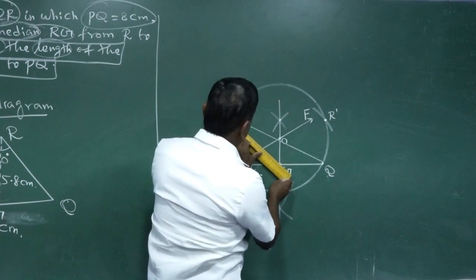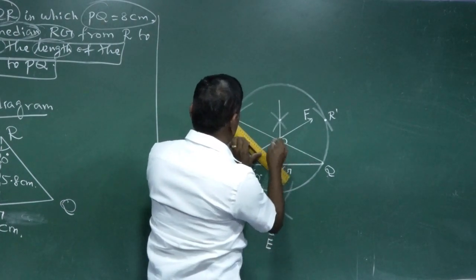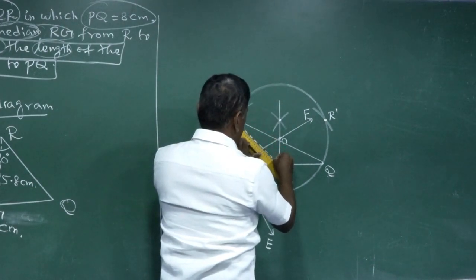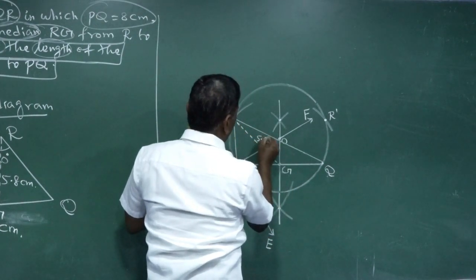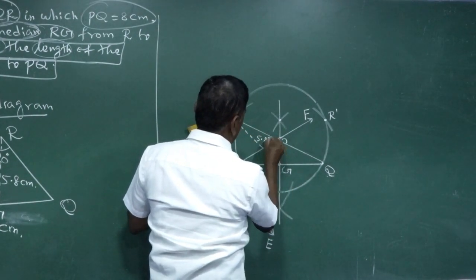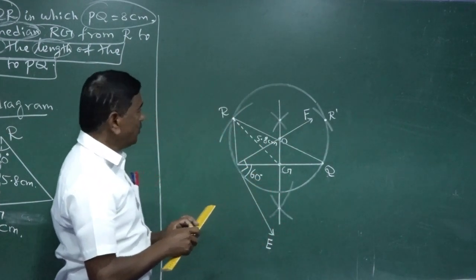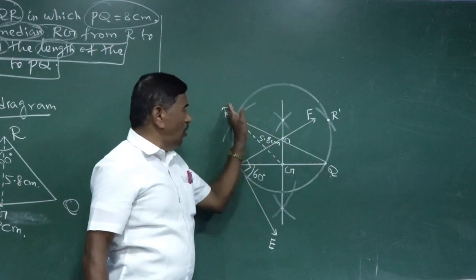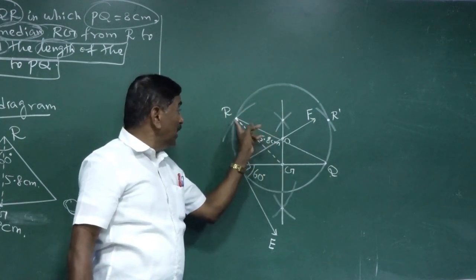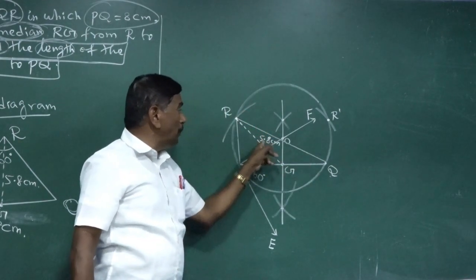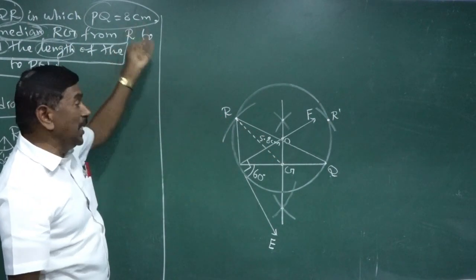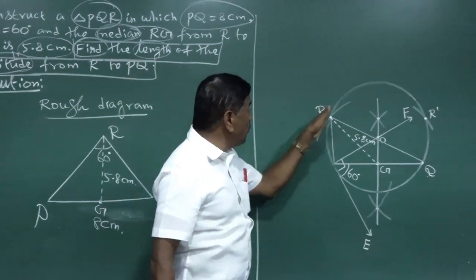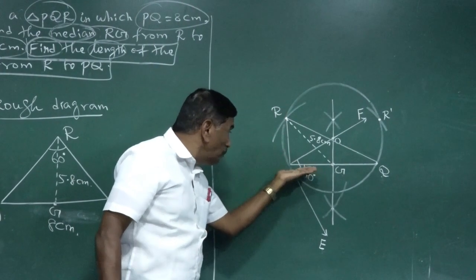Now, see, RG is the median, which is 5.8 centimeter. This dotted line denotes the median RG, which is 5.8 centimeter. Construct a triangle PQR in which the median RG from R to PQ is 5.8 centimeter. So the first part is over. Second part: also find the length of the altitude from R to PQ.